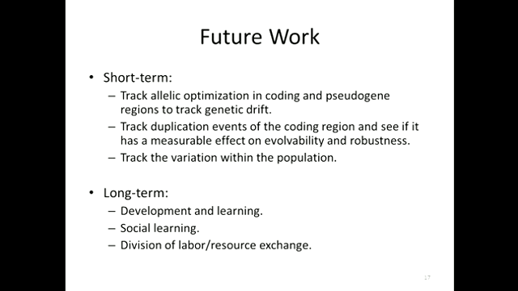Well, this was a stepping stone in our research to something else we're interested in. So short term, what we're looking at is maybe tracking that genetic drift a little better so we can get a better characterization of it. Likewise, we want to come up with a way to measure evolvability and robustness in our system in maybe a quantitative way so that we can also characterize that. Long term, what we're hoping to do is develop our agents a bit more, add things like learning and social learning in them. Our final goal is to study division of labor and resource management.